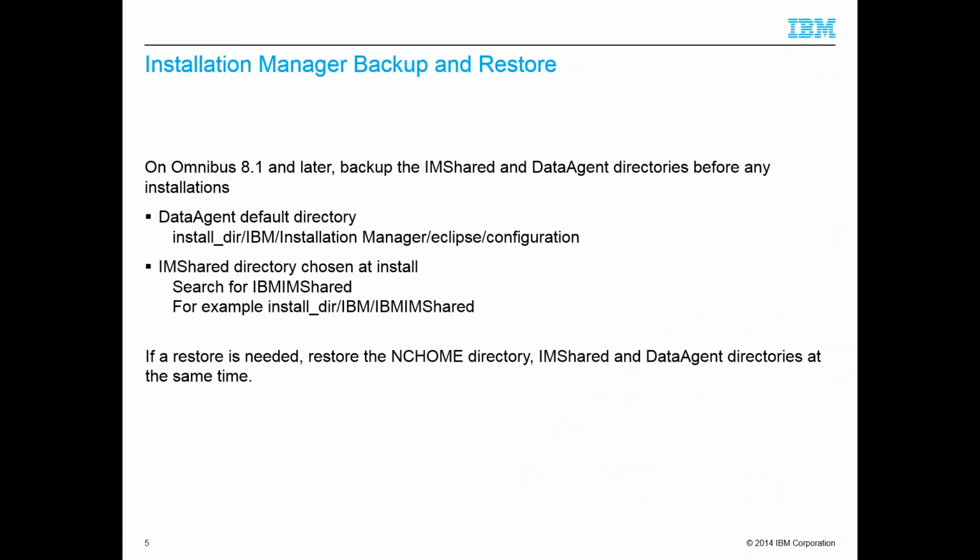On OMNIbus 8.1, we move to the Installation Manager for installs. And there are two separate directories that you should back up for Installation Manager as well. So there is an IM shared directory and a data agent directory. And you should back these up before any installations. The Installation Manager does let you roll back. So if you ever do a fix pack install, different than Deployment Engine, you can use a rollback feature to uninstall it so you don't have to restore your NC home directory. But it's a good idea to back up these registries because just like Deployment Engine, we can reinstall Installation Manager, but we can't recreate that registry easily.